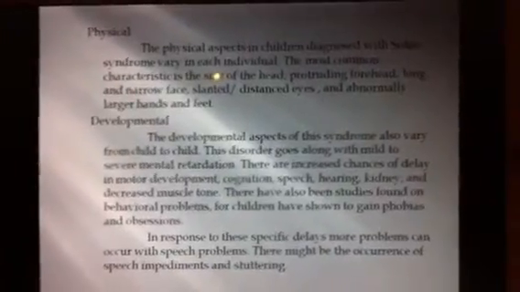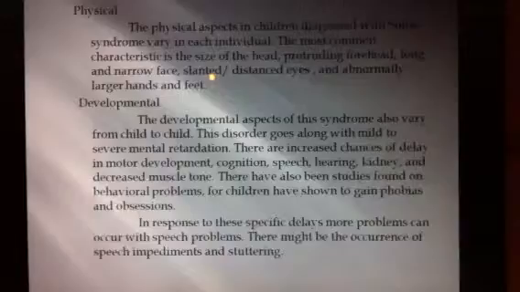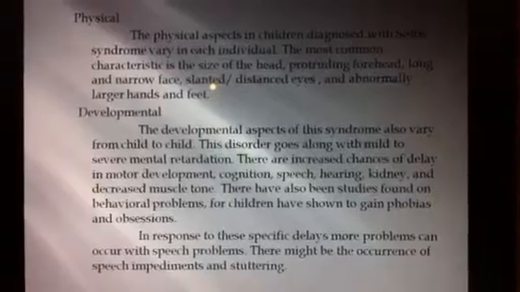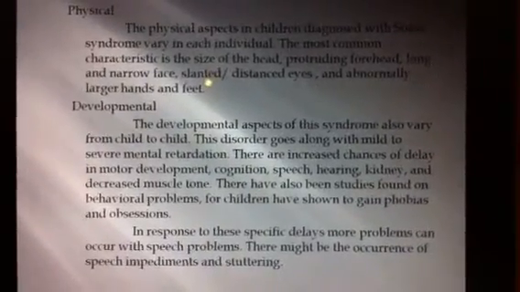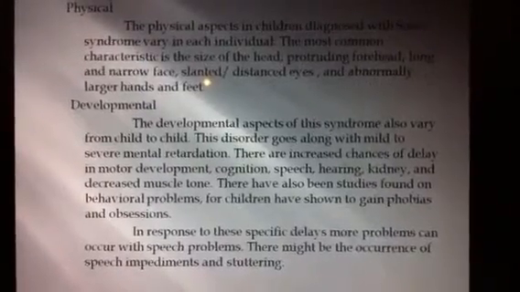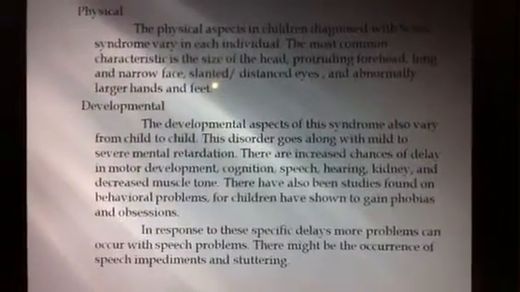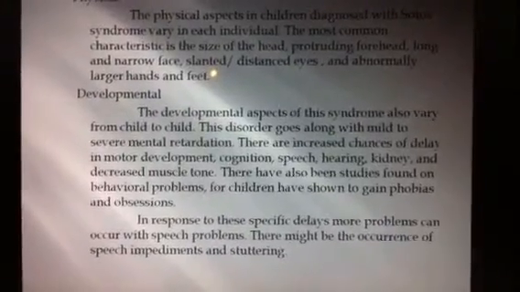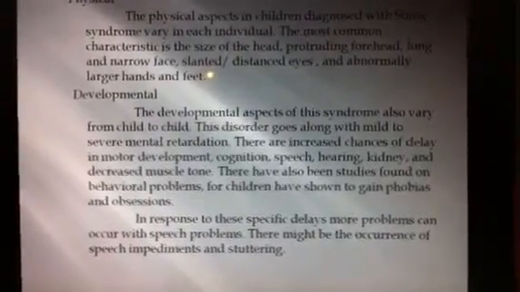The developmental aspects of this syndrome also vary from child to child. This disorder goes along with mild to severe mental retardation. There are increased chances of delay in motor development, cognition, speech, hearing, kidney, and decreased muscle tone. With speech, there are speech impediments and stuttering. There are also behavioral problems that occur, which are shown from children who gain phobias and obsessions. The motor development is also a big problem because of decreased muscle tone, so they have lack of control of their body. In response to these specific delays, more problems can occur with speech problems.